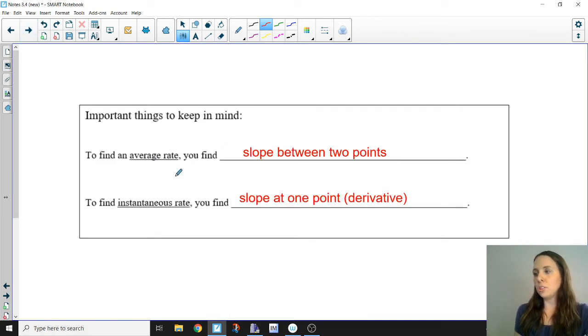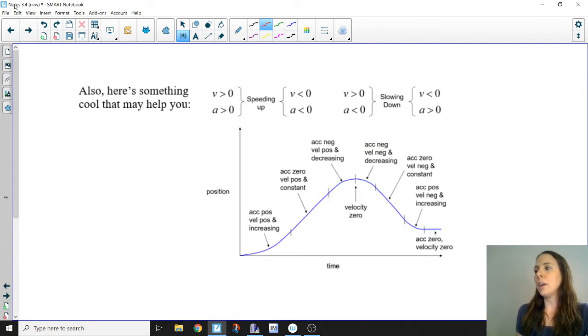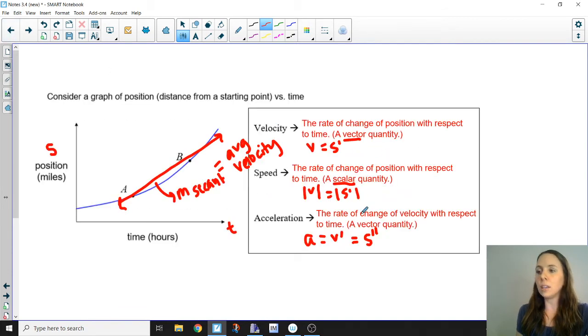If I'm asked to find an instantaneous rate, a speed or a velocity or something at one point in time, I'm finding the slope at one point, or in other words, the derivative. And we already have that labeled here, so I think we're good there. I'm not going to put anything else on my picture, because I'm running out of room and I don't want to draw another line.